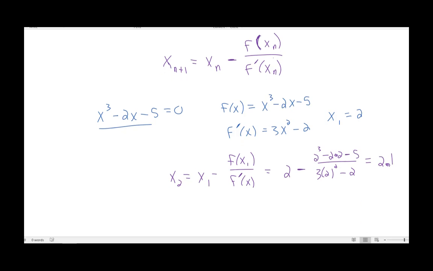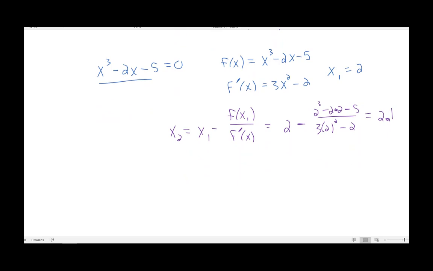So I'm going to continue this process, and I'm going to find my third guess to the intercept of my function, my solution. So x3 is going to be x2 minus f at x1 over f prime at x1. Excuse me, why am I writing x1 there? x3 is x2 minus f at x2 divided by f prime at x2. Everything is in terms of the prior value. So our x2 over here is 2.1.